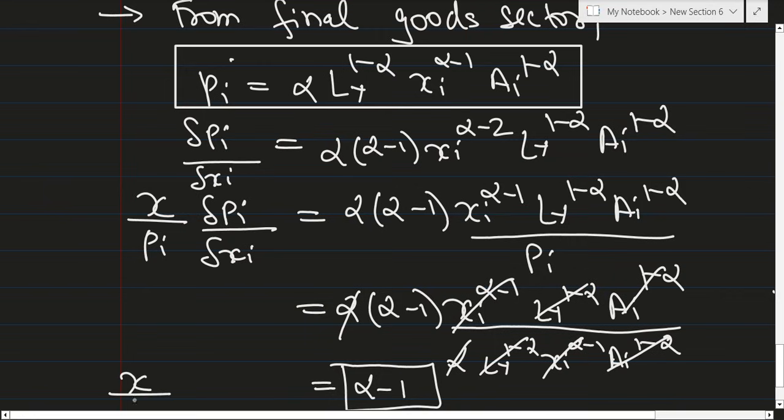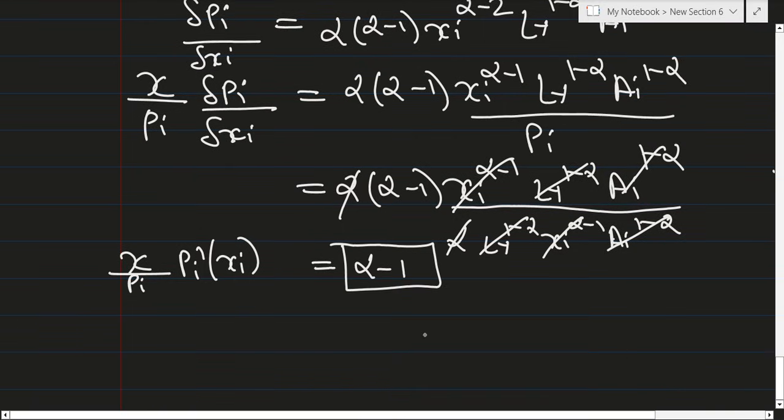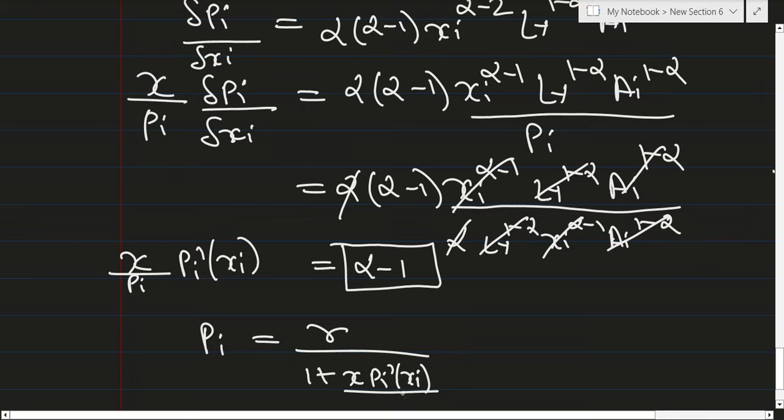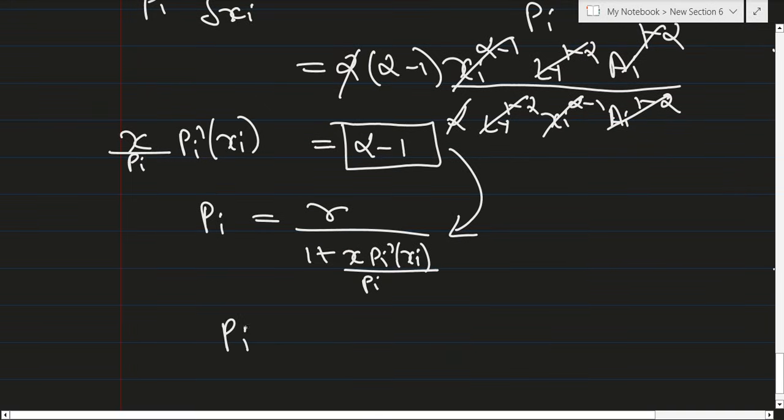So this expression is x upon pi multiplied by pi dash xi. Pi dash is a function of xi. Now we plug this value back into pi, which was r upon 1 plus x pi dash xi whole upon pi. Okay, now we are plugging this back. So pi equals r upon 1 plus alpha minus 1. This comes out to be r upon alpha.